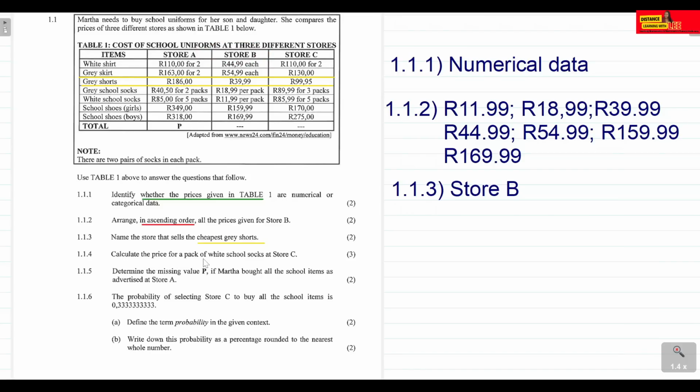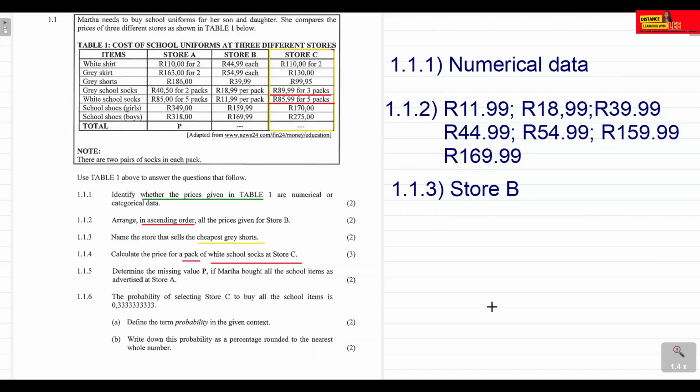Calculate the price for a pack of white school socks at store C. So we want to find out what is the price for a pack of white school socks at store C, right? So in this case, we're going to focus our attention on store C. We want to find out how much store C charges for a pack of white school socks, okay? And we see that at store C, when you have a look at the white school socks row, they actually charge 85 rand and 99 for 5 packs of the white school socks. However, we want to find out what is the price for a pack, so 1 pack.